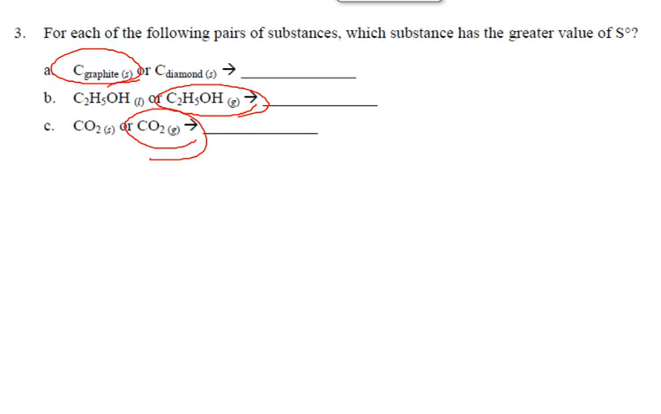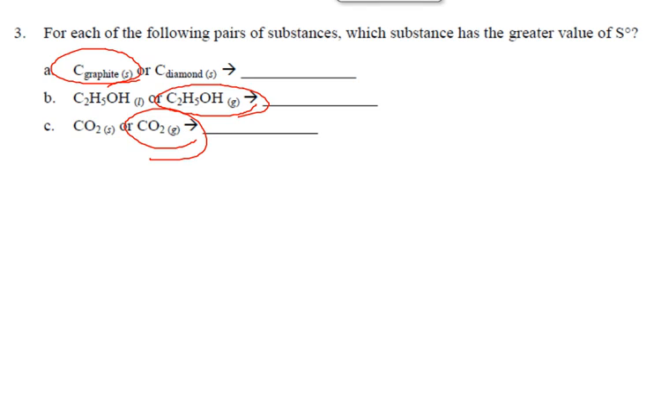For each of the following pairs, which substance has a greater value of S? That means, what do you think? Which one would have more disorder? And we're not talking about a change in disorder, but at its present state, which one do you think is more organized? Which one do you think is less organized? Or reverse that, which one do you think has a greater entropy, meaning more disorganized?